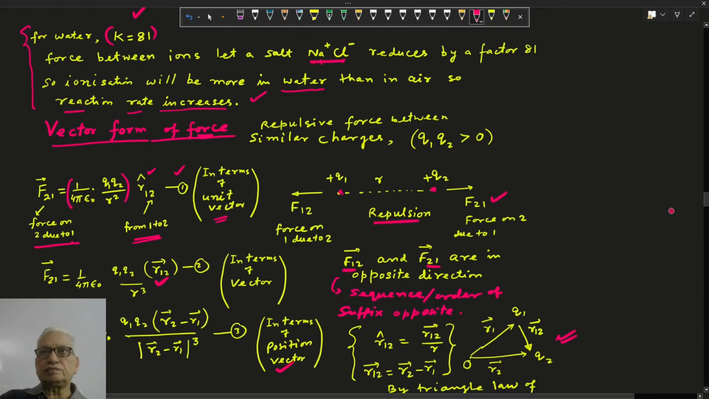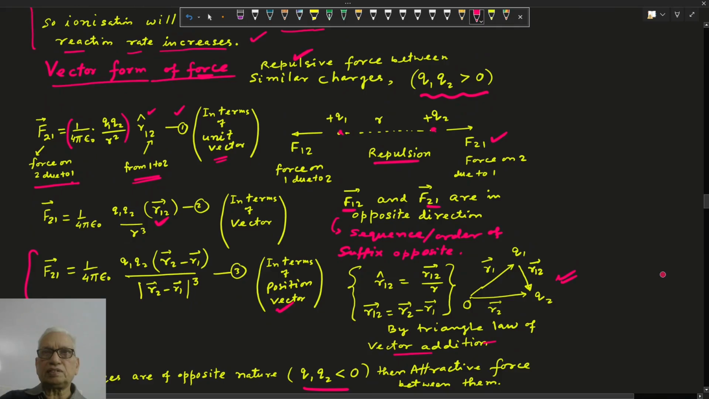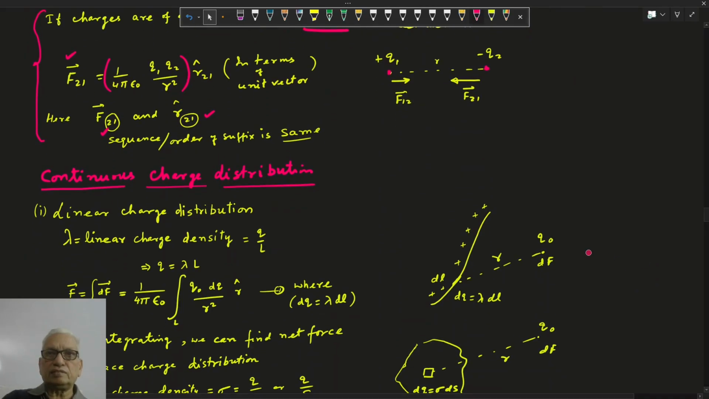Suppose the product Q1 Q2 is more than 0; it means both the charges are similar, positive or negative. Q1 Q2 more than 0 means a repulsive force is there. Suppose we take Q1 Q2 less than 0; it means there is an attraction force. This is the positive charge, this is the negative charge. F21 will be toward 1, because 2 is attracted toward 1 and will move toward 1. So F21 is 1 upon 4 pi epsilon naught Q1 Q2 upon r square. This gives the numerical value, the magnitude, but direction is along r21. Repulsive forces are in the same suffix order, and for attraction the suffix is opposite.